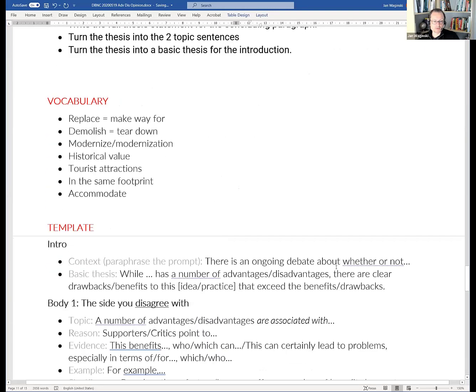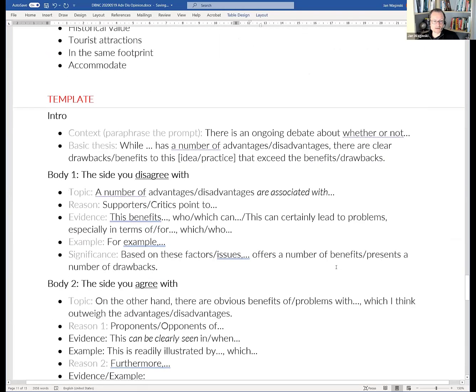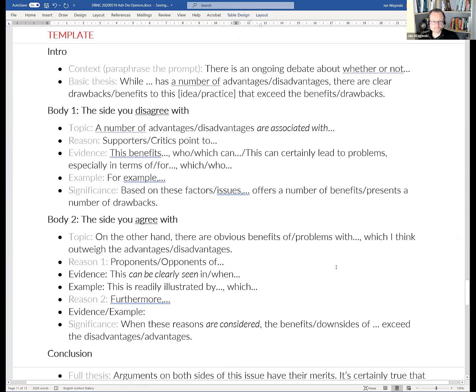Just to look at the template here, body paragraph 2 is the side you agree with. So let me quickly run through this template. The first sentence, anything you ever write, you start with the context. In this case, we can just paraphrase the prompt. Okay, what are we talking about? There's an ongoing debate about whether or not blah, blah, blah.